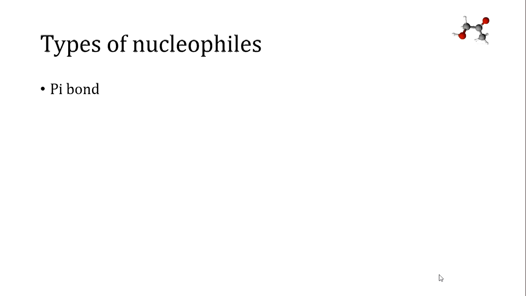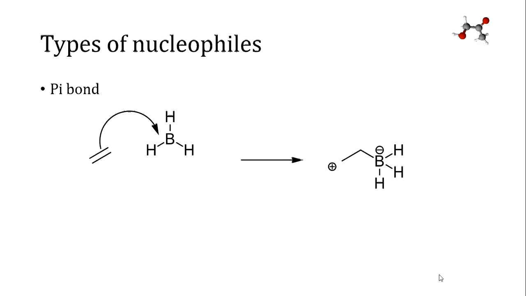There are also pi bond nucleophiles. The electrons in a pi bond can be used to form a new sigma bond. And sigma bonds are generally stronger than pi bonds, so there's some thermodynamics incentive to do this. So here is an example where the pi electrons in the alkene are being used to form a new sigma bond to the boron.